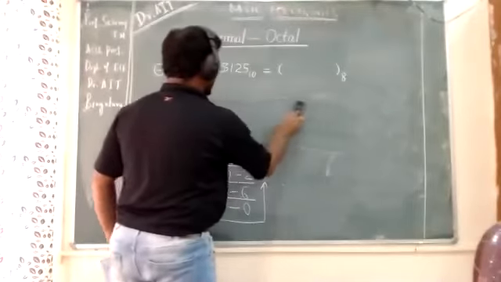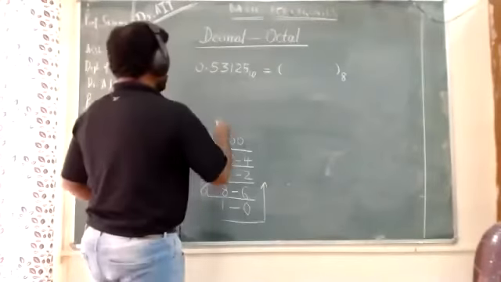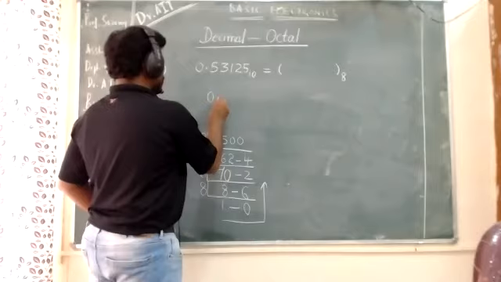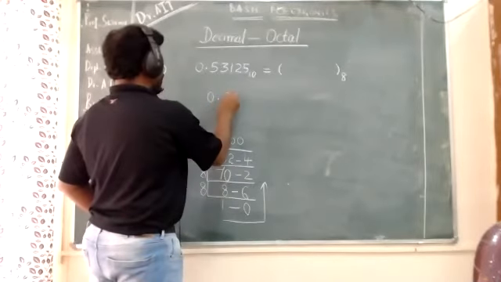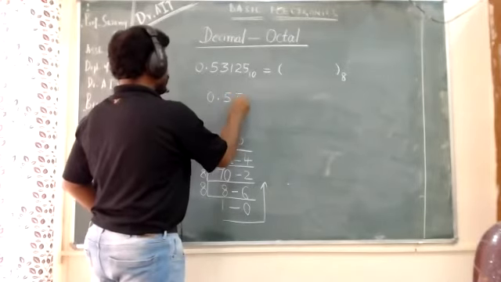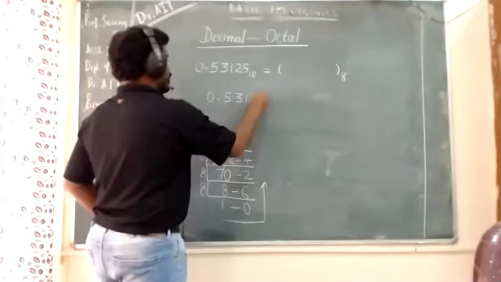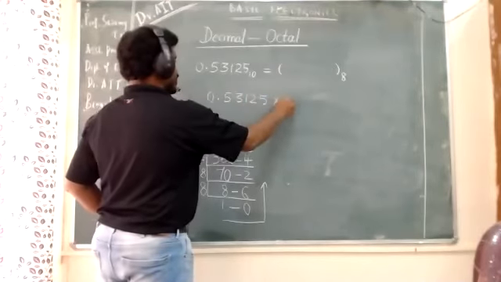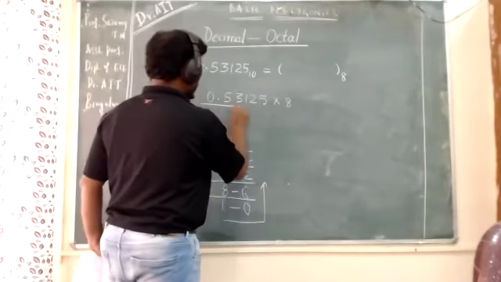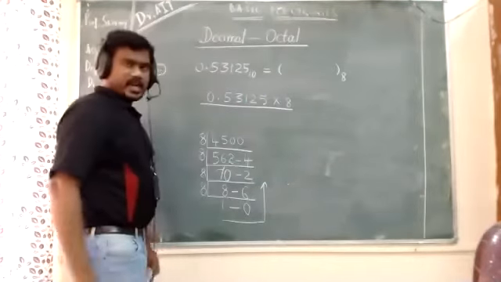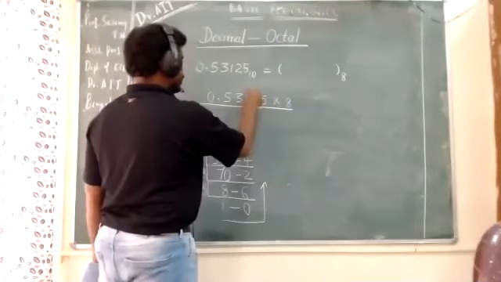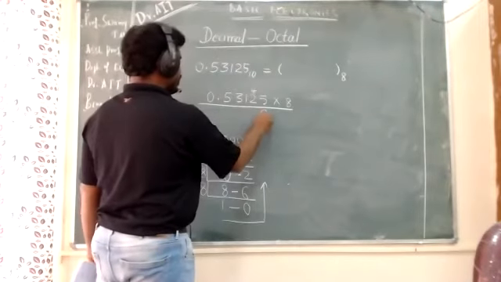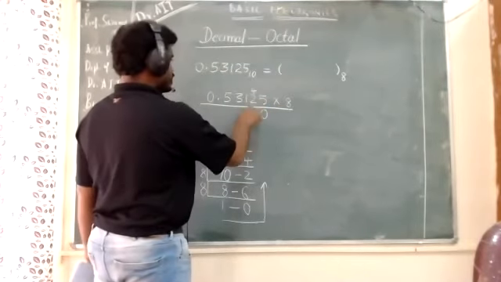Now the corresponding base is 8 here. So I will take this number, that is 0.53125, and multiply this by 8. So what is the product? The product you will get: 8 5s are 40. Then you will get 8 2s are 16.